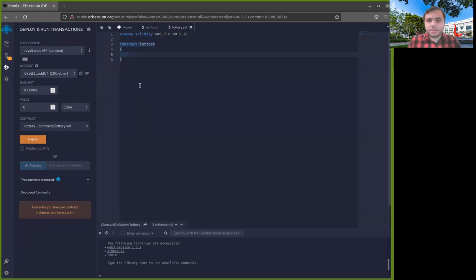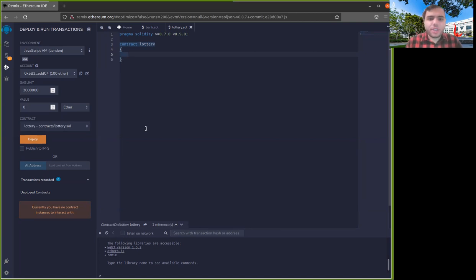And yeah, we're going to see how we can do this. The main problem here is how to make sure we have a fair lottery where for every single person, the probability of winning the lottery is proportional to the number of tickets that they have bought. Okay, so let's start.